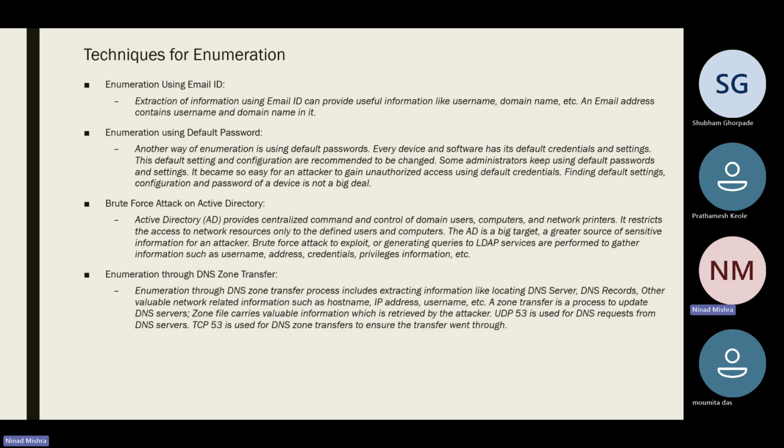Then enumeration through zone transfer. The zone transfer process extracts information like locating DNS servers, DNS records, and other information like host names, IP addresses, usernames, etc. It is a process to update the DNS server. So the zone file carries valuable information that can be retrieved by the attacker.